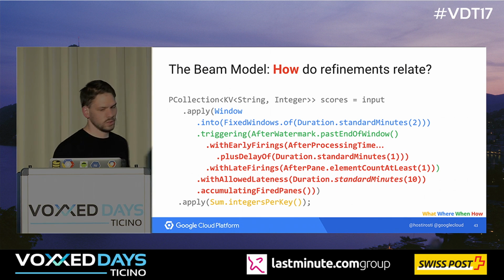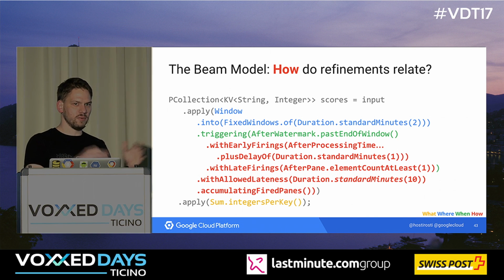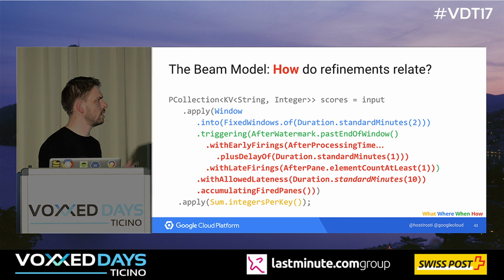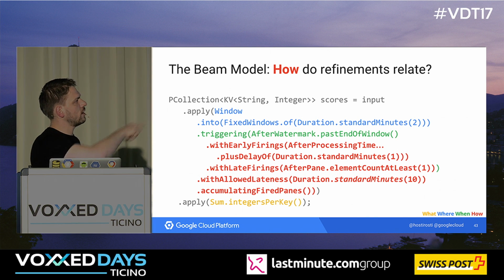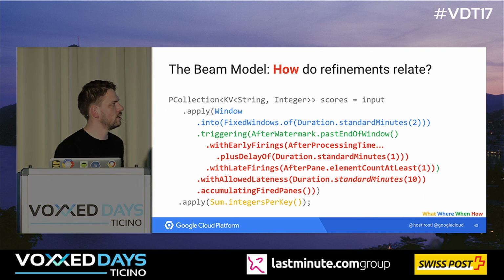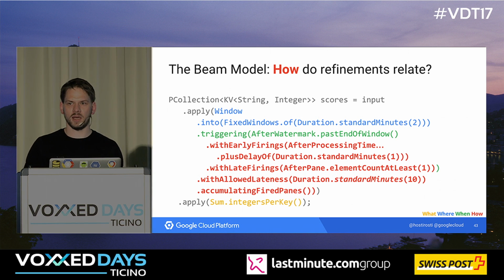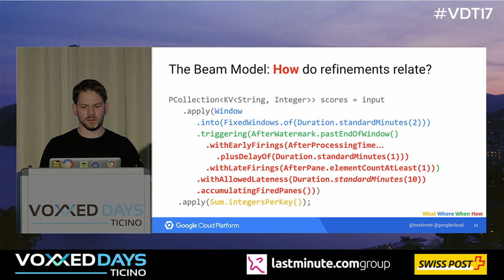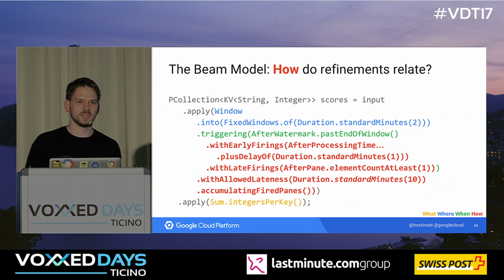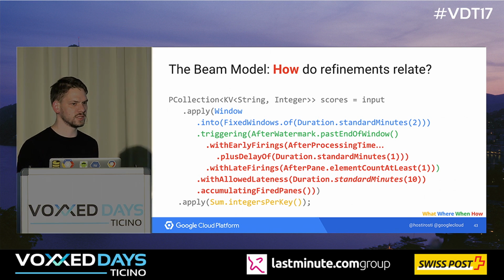On the one hand, if my windows are very long, I want to do some early firings. So you see here, early firings after processing time, where I say after 1 minute I already want to emit a result. So I want my team stats emitted every minute. This is an estimated result.